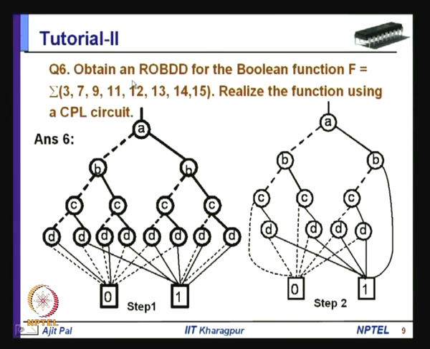Now, coming to question 6, obtain an ROBDD for the Boolean function f equal to the minterms 3, 7, 9, 11, 12, 13, 14, 15. Then realize the function using a CPL circuit. From these minterms, you can straight away get a BDD, but obviously it is not minimized. A BDD will have 2 terminal nodes, one for 0 and one for 1. From this side it is A bar, B bar, where dotted lines correspond to 0 and solid lines correspond to 1. So, this is A bar, B bar, C bar, D bar.